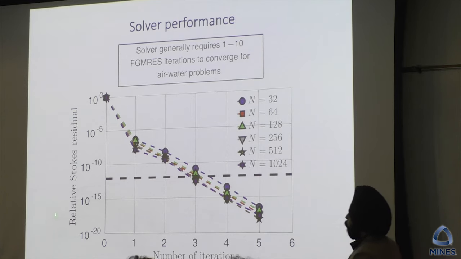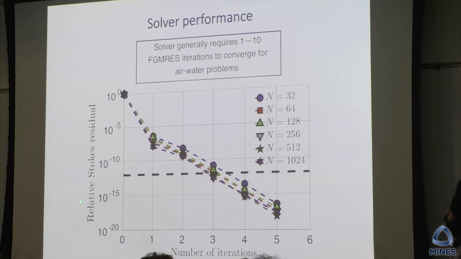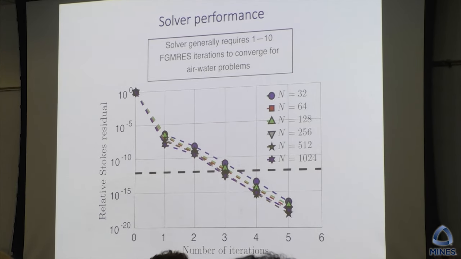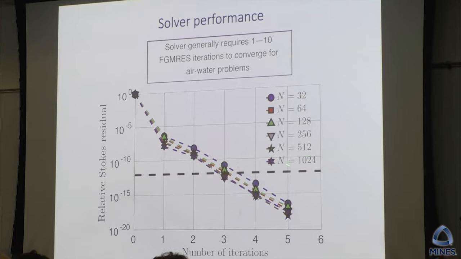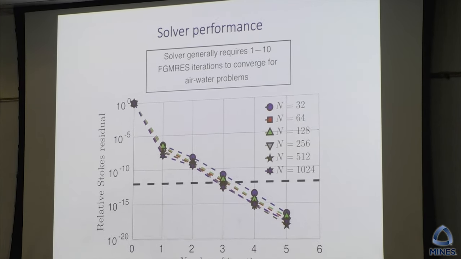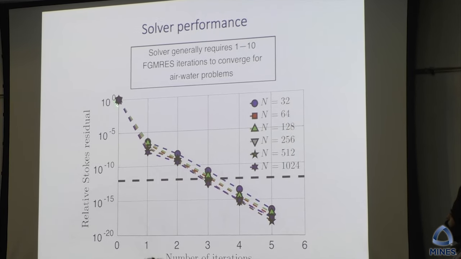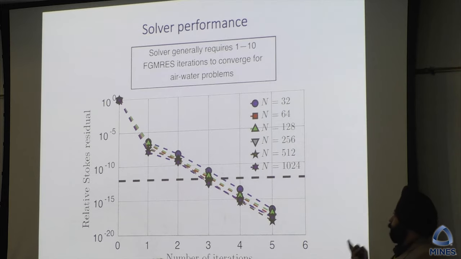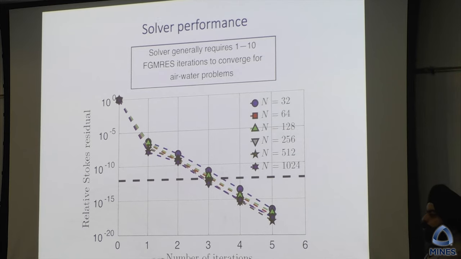On the y-axis, if you plot the Stokes residual versus the number of iterations as a function of grid size, this is a 2D case, so this is an n squared grid. As we see, if we increase the grid size, and go from a relative tolerance of 1 to 10 to the power minus 7 to machine precision, we only need 5 iterations. So this is very fast, and we are solving two variables as efficiently as a projection solver.